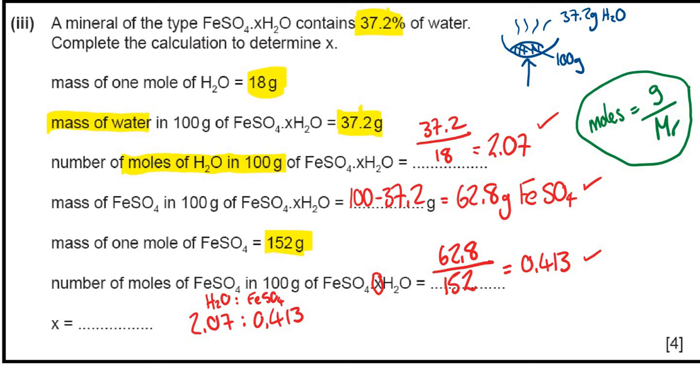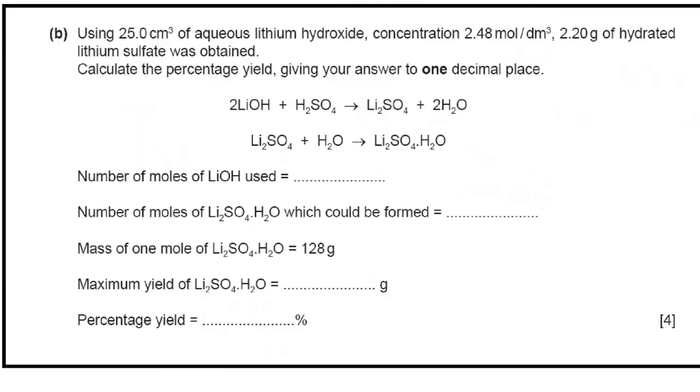So where's the ratio? So divide it by the smallest. So divide that by 0.413, and we end up with 5:1. So there are 5 waters for every 1 iron sulfate, so therefore X is 5. We're rounding this down, sorry, 5.01 was the number that came out of my calculator, so X is 5.